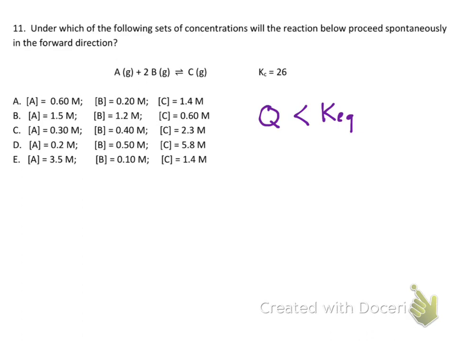For a question like this, always write out the equilibrium expression. So Q, our product-reactant ratio, is the concentration of C over the concentration of A and then B squared. Okay, so now let's fill out the numbers for A and see if Q is less than K.